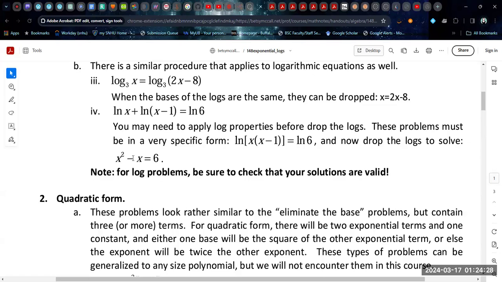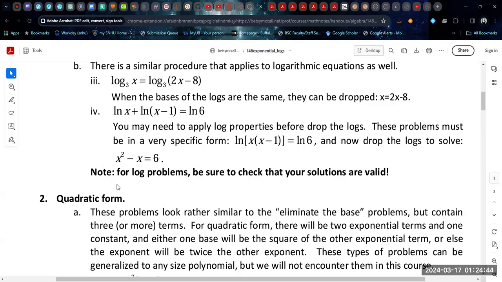And then we can just set the two sides equal to each other. If I multiply the x through the x minus 1, I get x squared minus x equals 6. And from there, I have a quadratic equation, which I would then attempt to solve by putting everything on one side of the equation and factoring.